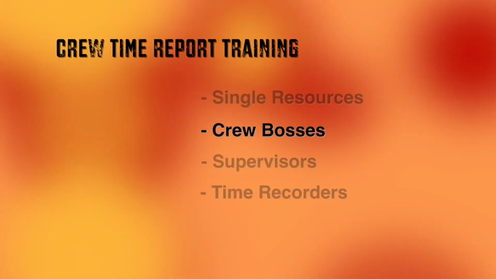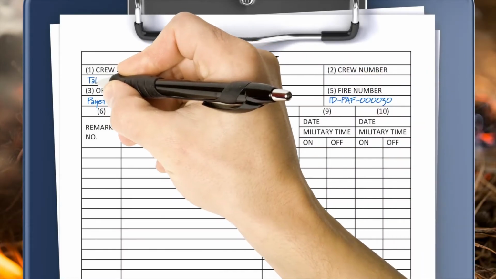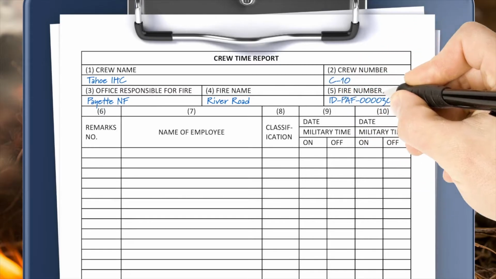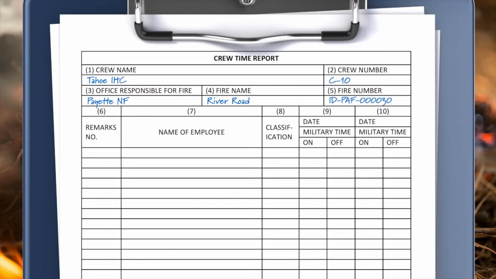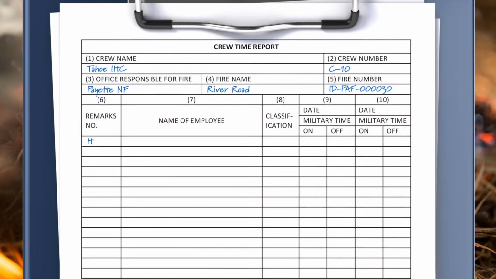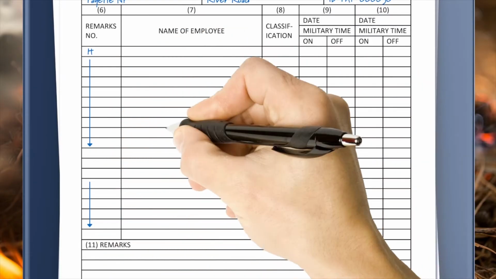For crew bosses, filling out the top of the CTR is similar to what we just saw for single resources. Block 1 is the name of the crew rather than a single resource. And it is important to point out, Block 2 is the resource order number. Remember, the resource order number is not the same as your crew or engine identifier back home. Block 6 is for noting anything out of the ordinary, and there should be a corresponding explanation in Block 11.